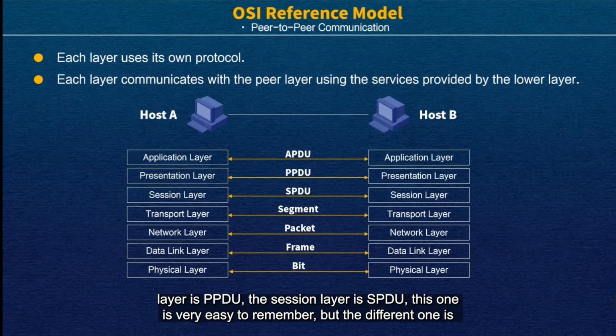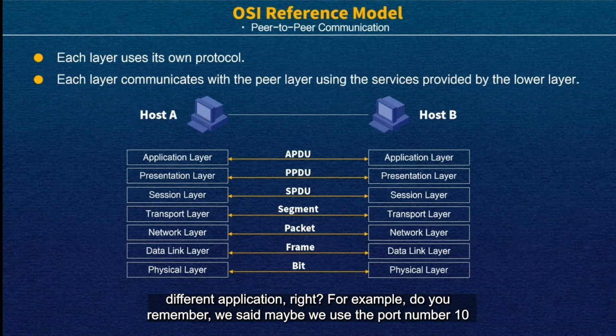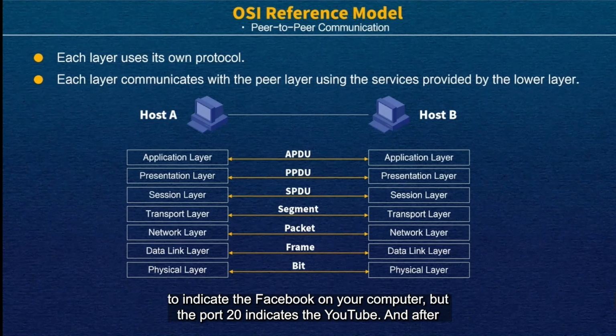This is very easy to remember, but the different one is if we add the transport layer, that means we add some port information to indicate different applications, right? For example, do you remember? We say maybe we use port number 10 to indicate Facebook on your computer, but port 20 indicates YouTube.